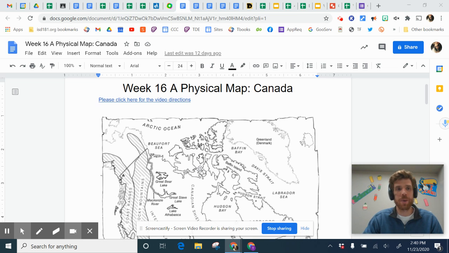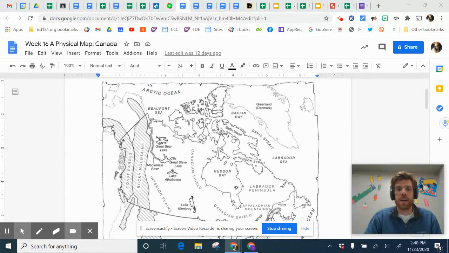Today we are working with week 16, a physical map of the great country of Canada, our neighbors to the north. Did you know that Canada is actually larger than the United States? I didn't really realize that. I knew they were close, but I knew one of them had to be bigger, and it is in fact Canada. So we're looking at a physical map.